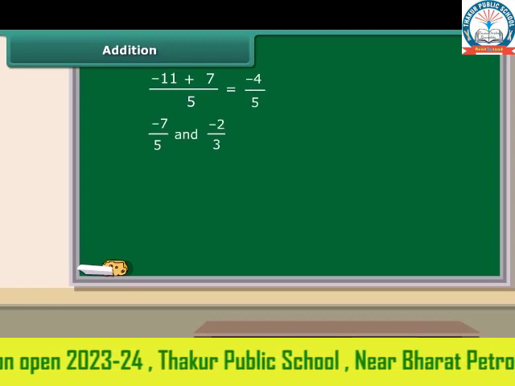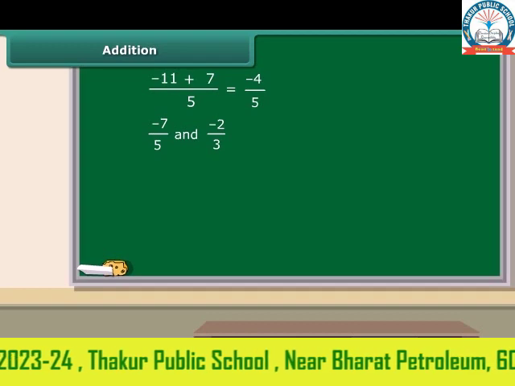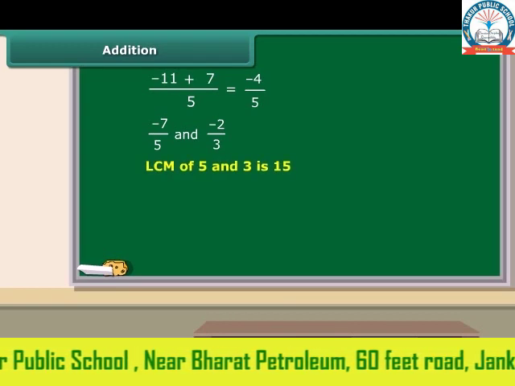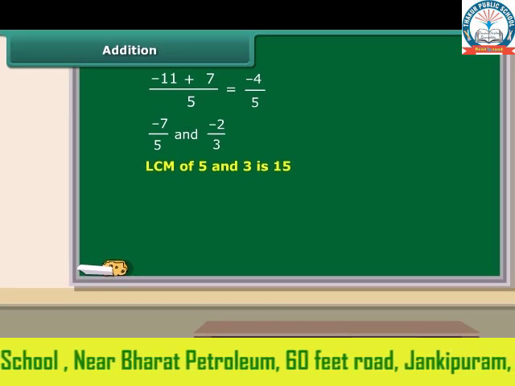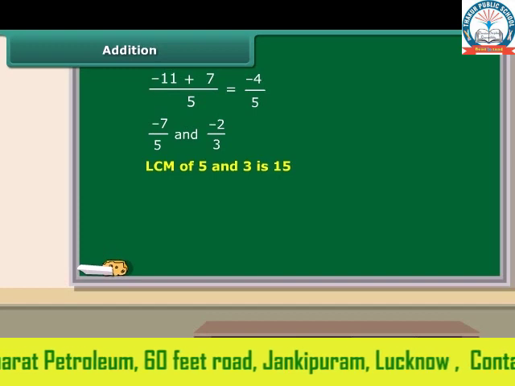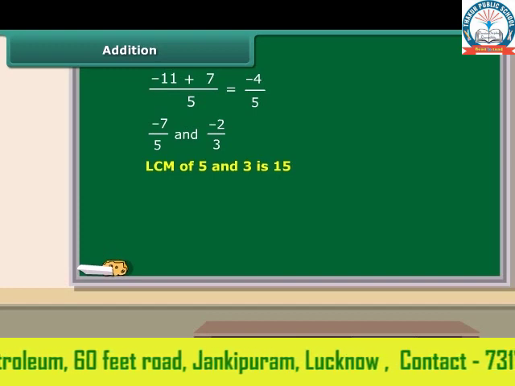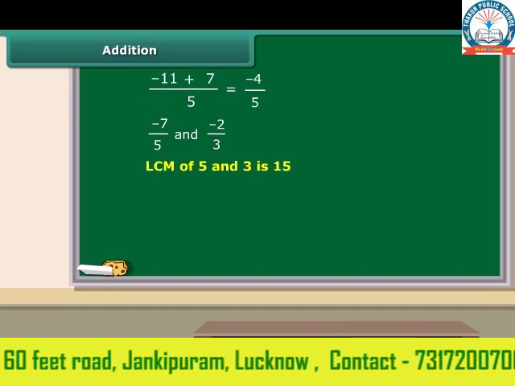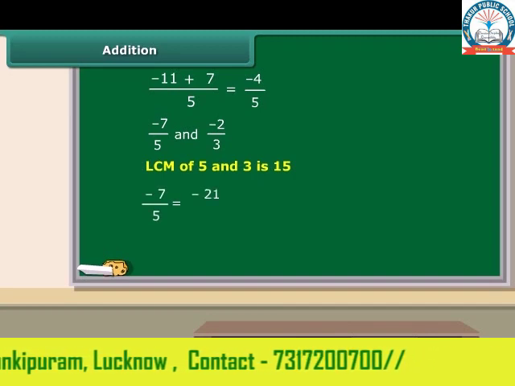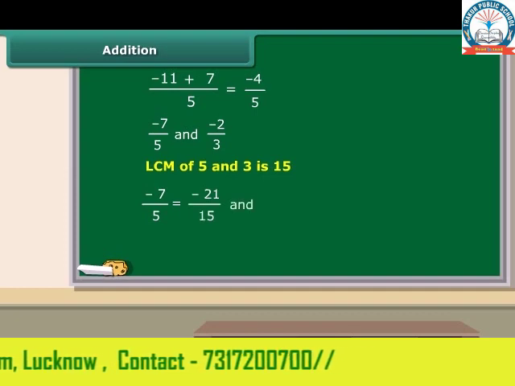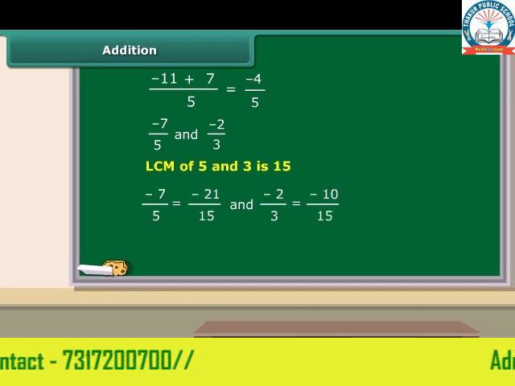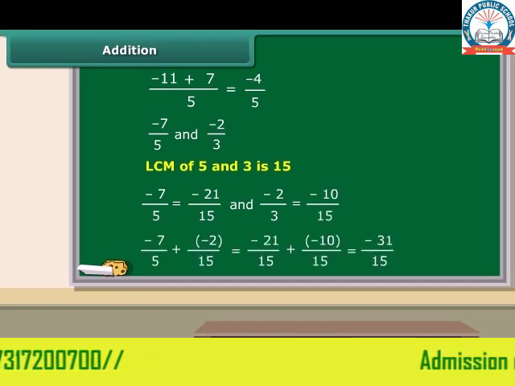And if the denominators of the rational numbers are not same, in that case, firstly we find the LCM of the denominators. Here the LCM is 15. Then we find the equivalent rational numbers of the given rational numbers with this LCM as the denominator. Here, minus 7 by 5 is equivalent to minus 21 by 15, and minus 2 by 3 is equivalent to minus 10 by 15. Then add the two rational numbers.